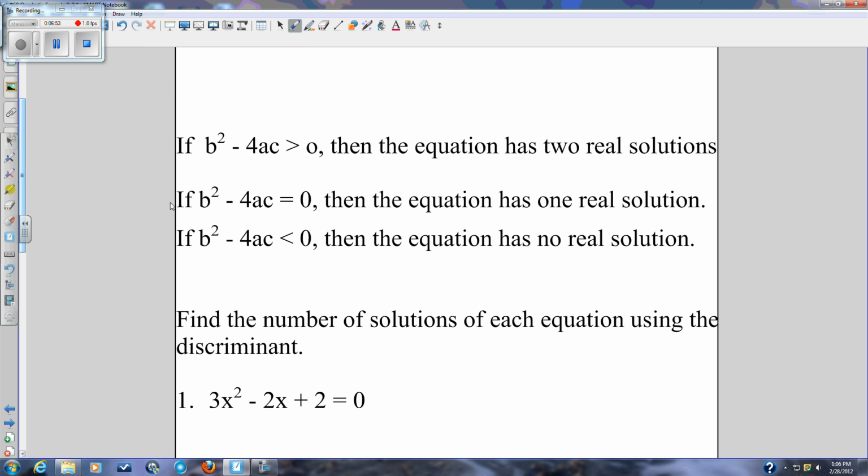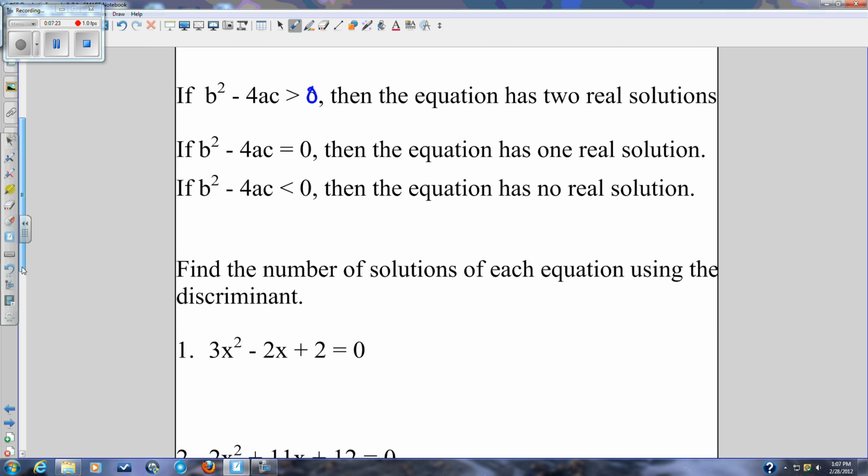If b squared minus 4ac is greater than 0, that is supposed to be a 0, then the equation has two real solutions. If it turns out what's under the square root equals 0, then the equation has one solution. And if it turns out that what's under the square root is less than 0, then the equation has no real solutions because you cannot take the square root of a negative number. Remember, this part does go under the square root sign.